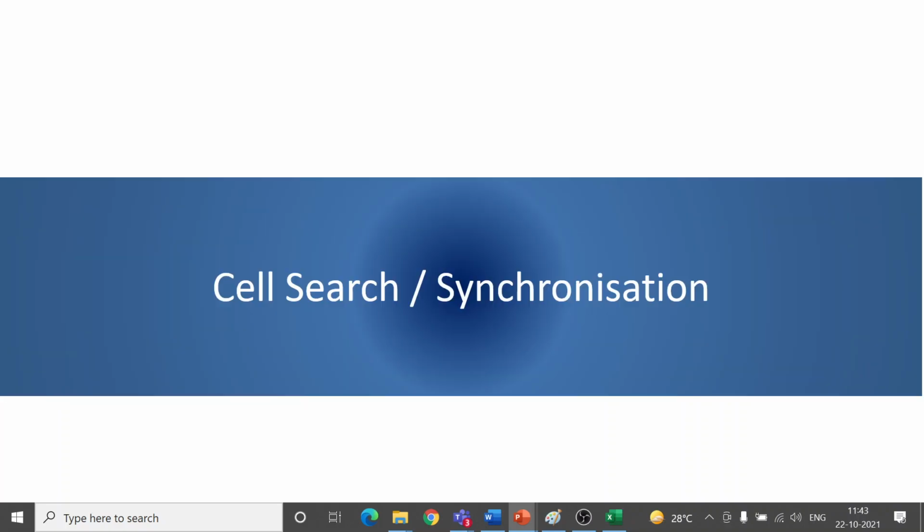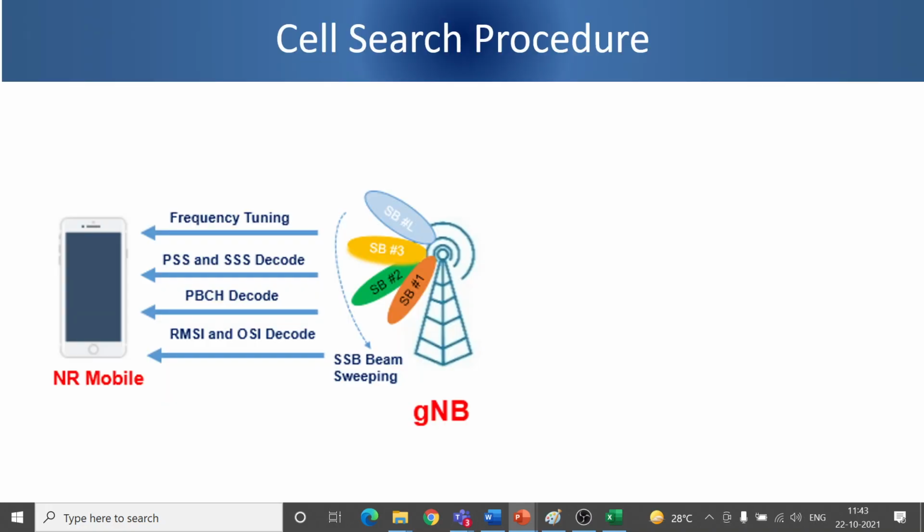Now let us look at how synchronization is actually done. So these are the steps, right? These are the four steps. When I say synchronization, I'm only talking about a user equipment device synchronizing itself in time and frequency onto the downlink direction, right? Uplink is the next process after this, right?